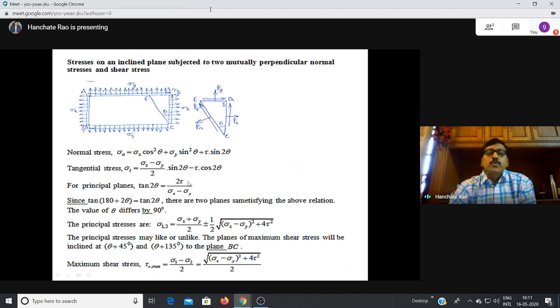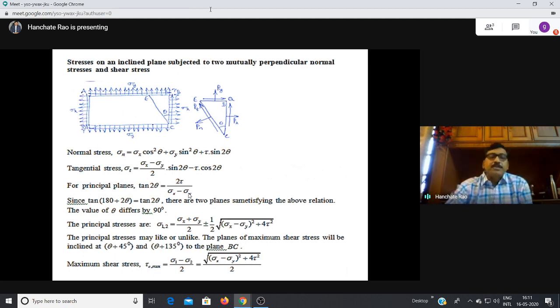Tan 2 theta is equal to 2 tau by sigma x minus sigma y. We will get theta is equal to half of tan inverse of 2 tau by sigma x minus sigma y. That will give you the principal plane. If you add 90 degrees to theta, theta plus 90 gives the second principal plane.